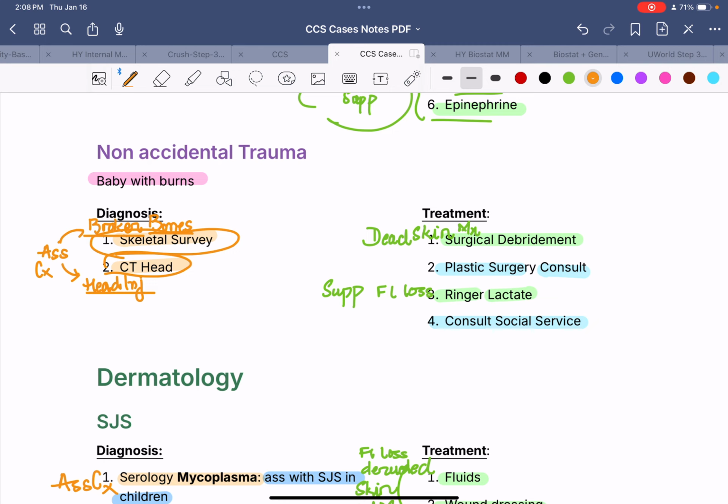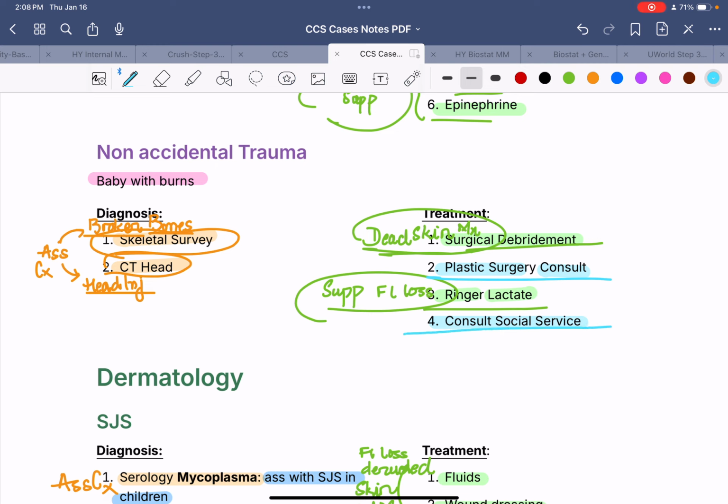Next up, there are 2 specific managements that you can do. One is again the supportive management, and one is the definitive management of the wounds if the patient has burns. For the supportive management, since you know that a patient with burns is going to lose fluid very rapidly, you can give Ringer's lactate. In the surgical management, you will remove the dead skin caused by the burns by surgical debridement, right? And of course, if the patient has burns, then a plastic surgery consult. If the patient has broken bones, then an orthopedic surgery consult.